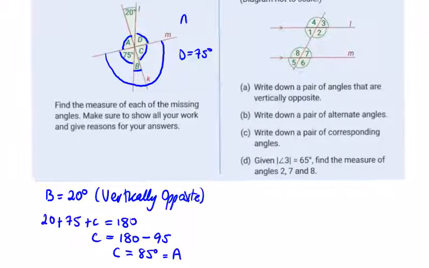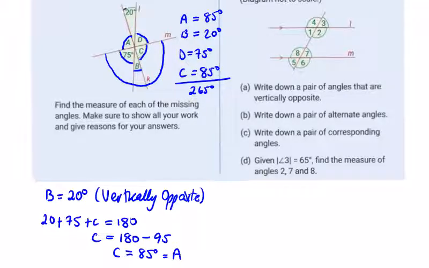So we have A, B, C and D. A we got to be 85. C we got to be 85. B we got to be 20. Is that them all? A, B, C and D. Could you double check your answer by adding all of these together? 85 and 85 is 170, and 20 is 190, and 75 is 265 degrees.